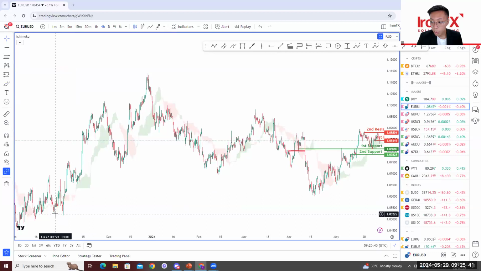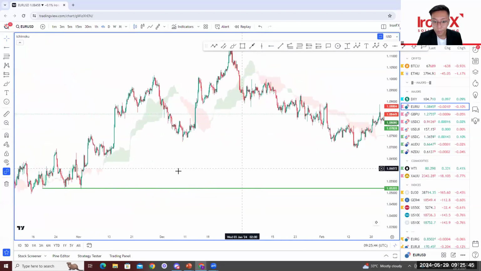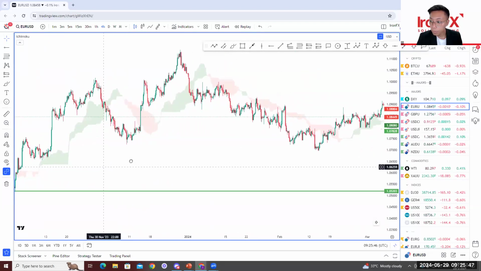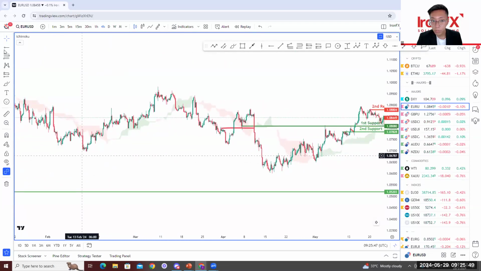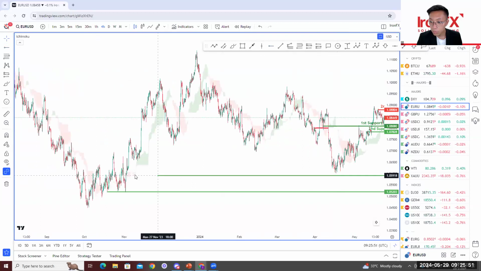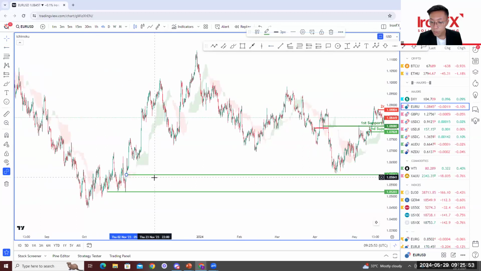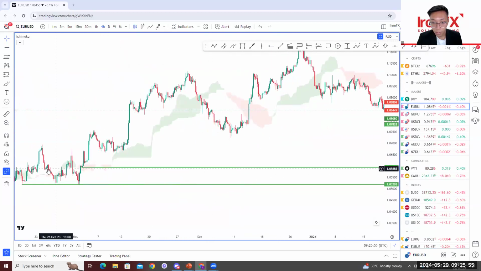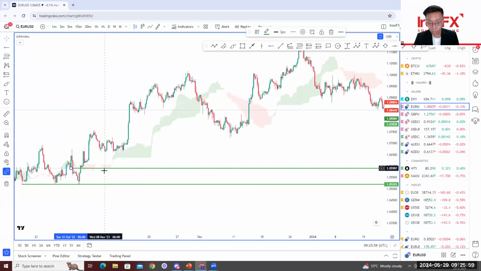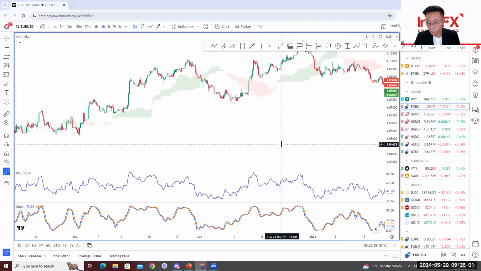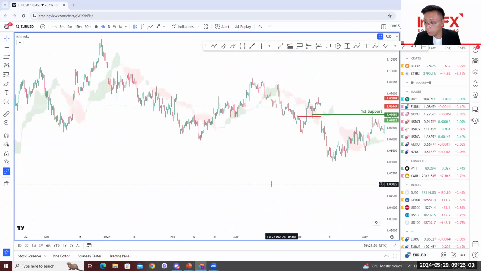I don't really see a proper level. One proper level will be right here. But if I were to look at it right here, this to me is not really a proper level, so I wouldn't find any entries right here.